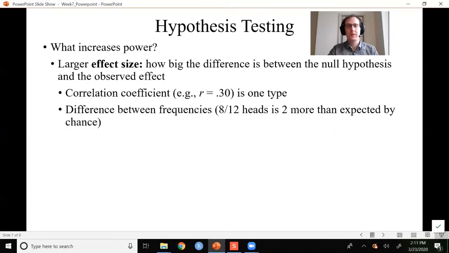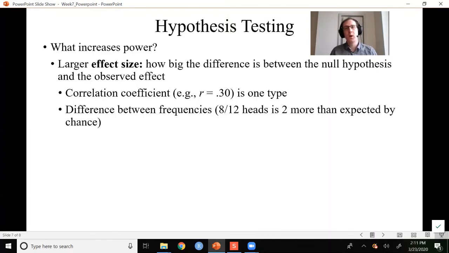So we've already talked about correlation coefficients in the past. Remember that a 0 means there's no relation. 1 means they're completely the same thing. And -1 means that they're the opposite of each other. So the further the correlation coefficient is from 0, the stronger the relation between the variables is, and the larger the effect size is. So you have more power to find a larger correlation.